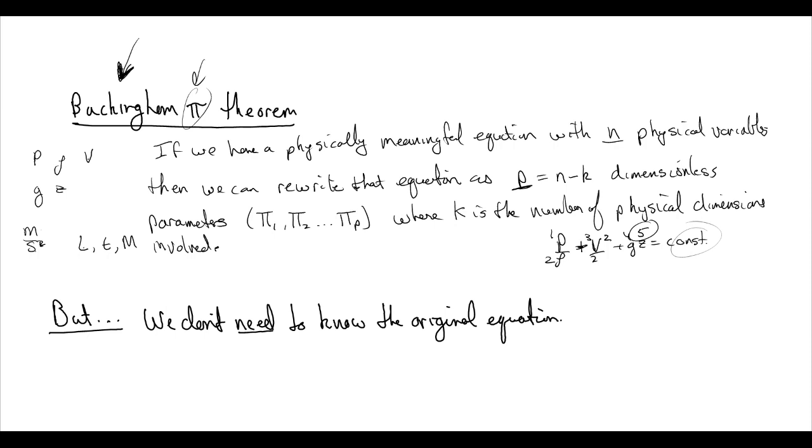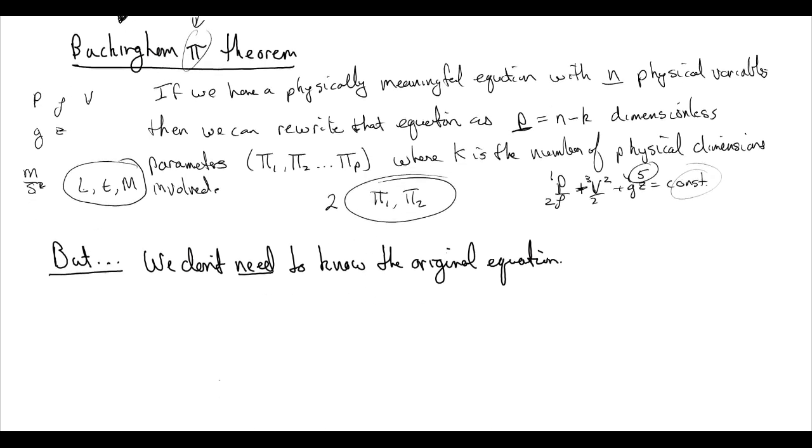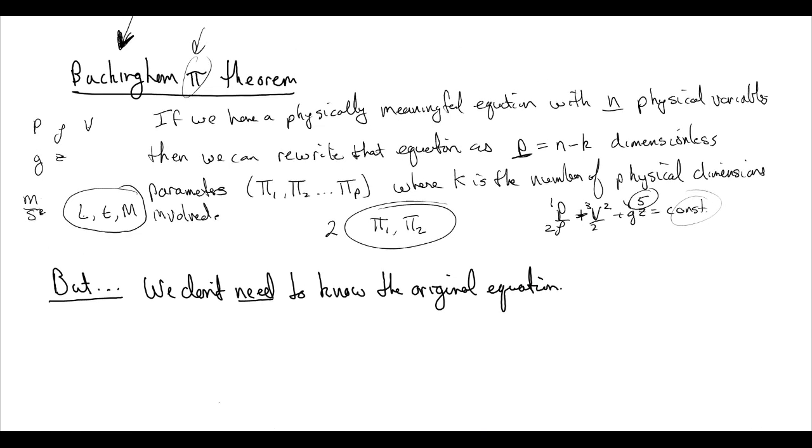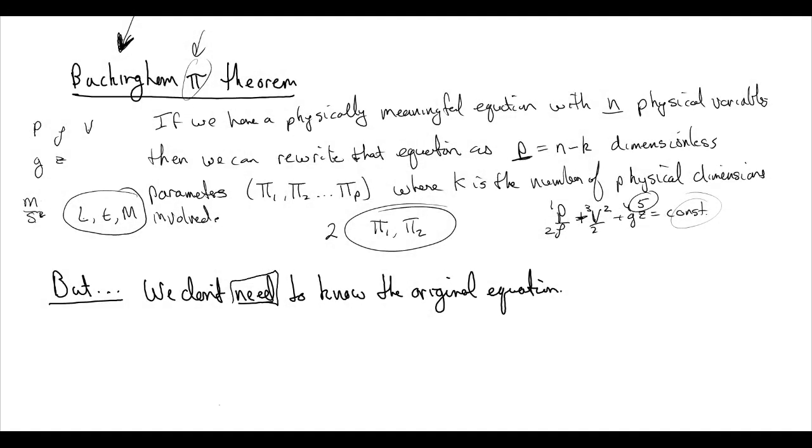We have 5 physical variables, which means we should be able to rewrite this equation in terms of 2 dimensionless parameters, pi 1 and pi 2. Okay? And we'll talk about how we're going to do that later and do some examples with that. But the important thing to remember here is if we have a physically meaningful equation, the mind-blowingly powerful part of this is we do not need to know the original equation. All right?